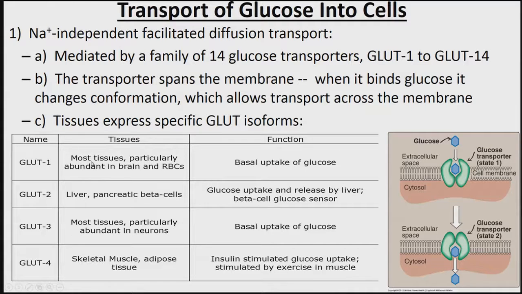GLUT1 and GLUT3 are kind of the boring ones. They are the basal uptake. They're present in most tissues. You can almost think of them as sort of housekeeping glucose transporters that are always there. Okay, they don't really respond to the environment. They're always there. Most tissues require glucose in some form or another, at least some amount of glucose. And so those ones are going to be relatively stable in terms of the concentration, not really going to vary.